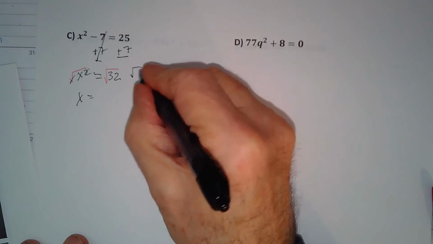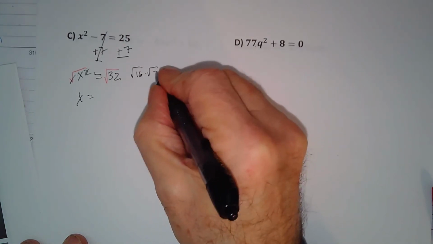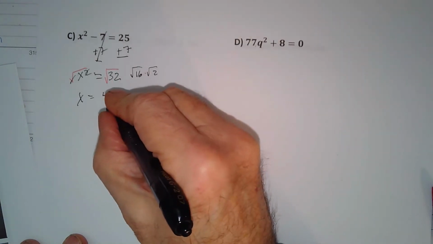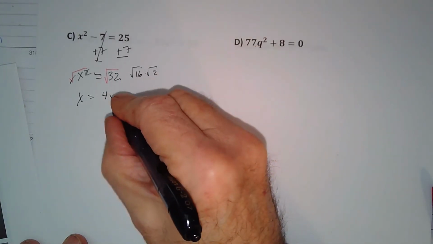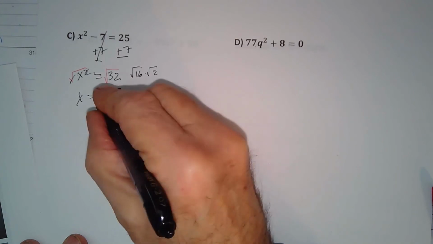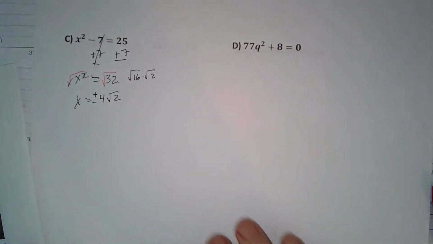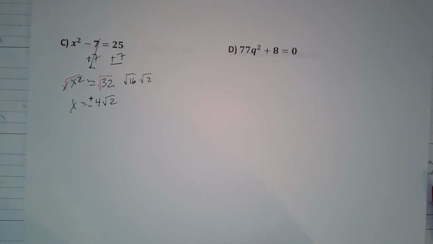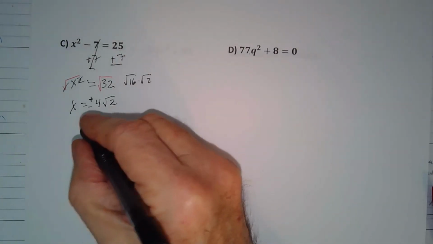So we've got square root of 16 times the square root of 2. So the square root of 16 is 4, right? And so you have 4 square root of 2. And remember, this is positive and negative, always positive and negative when you're dealing with it this way. And so you again have 2 real solutions.